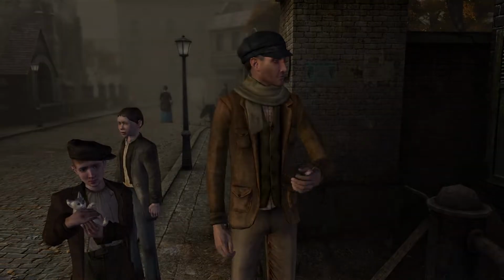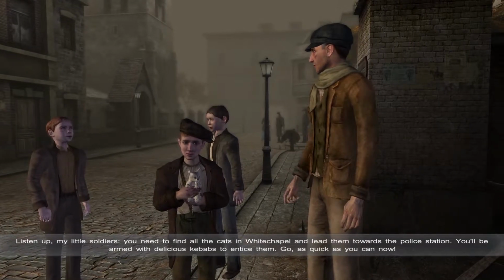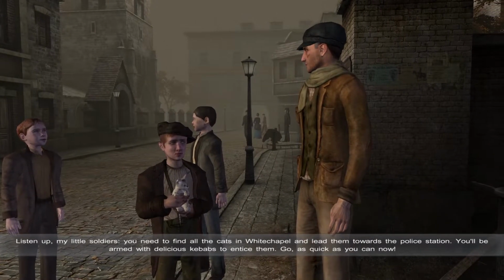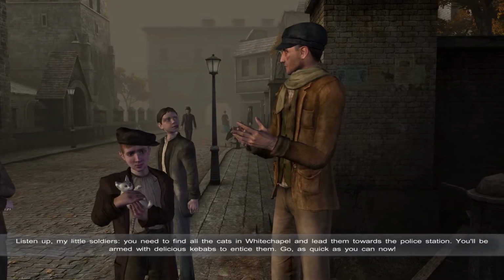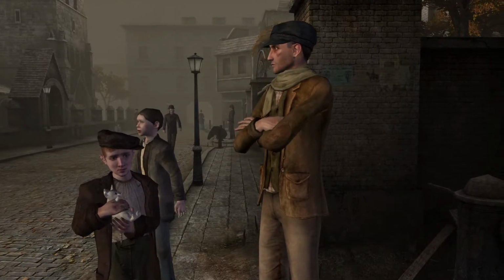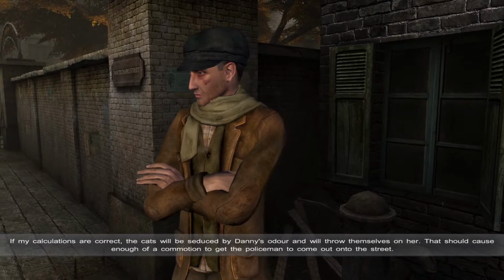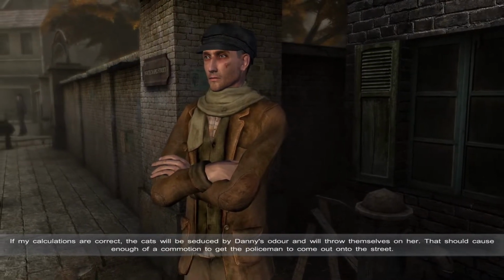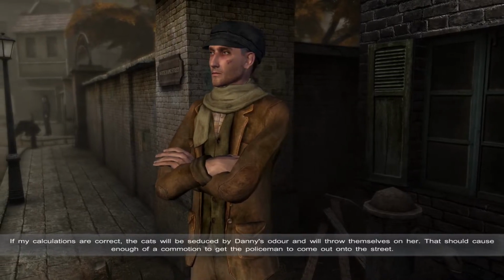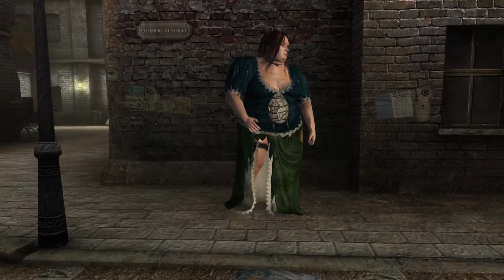It's a deal. Listen up, my little soldiers. You need to find all the cats in Whitechapel and lead them towards the police station. You'll be armed with delicious kebabs to entice them. Go, as quick as you can now. If my calculations are correct, the cats will be seduced by Danny's odour and will throw themselves on her. That should cause enough of a commotion to get the policeman to come out onto the street. This should be fun.